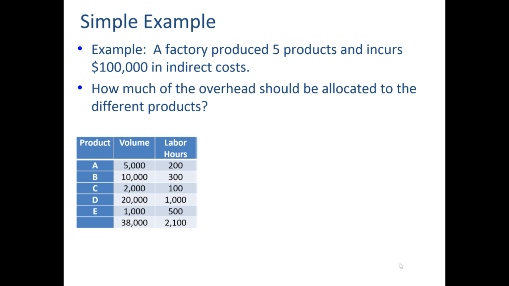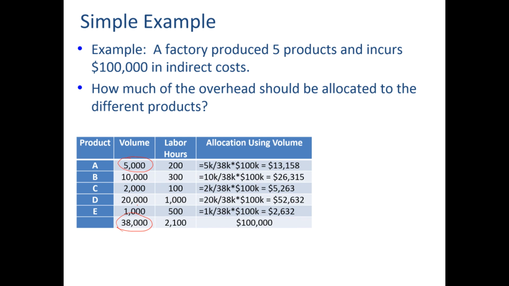So we see that the total volume of units produced is 38,000. So if we're looking at product A, we'd say the percentage of overhead allocated using volume as a basis would be 5,000 over 38,000. Let's see that played out in an allocation using volume. Sure enough, we see 5,000 divided by 38,000 multiplied by the $100,000 overhead cost, and we see that the portion that product A would absorb would be $13,158. Of course, we can see that played out through each of these different items.